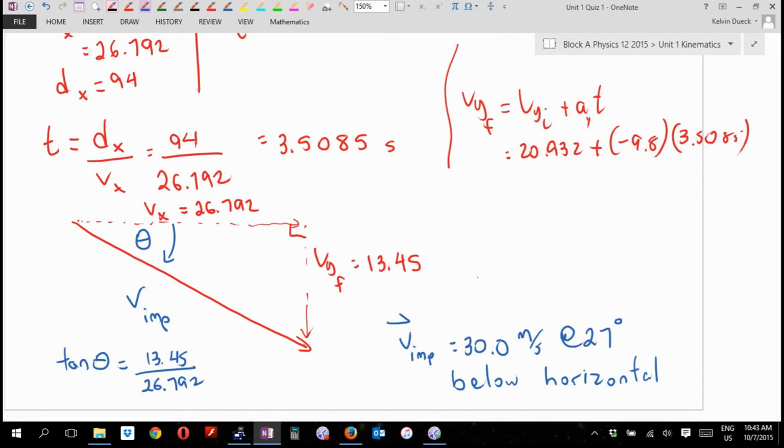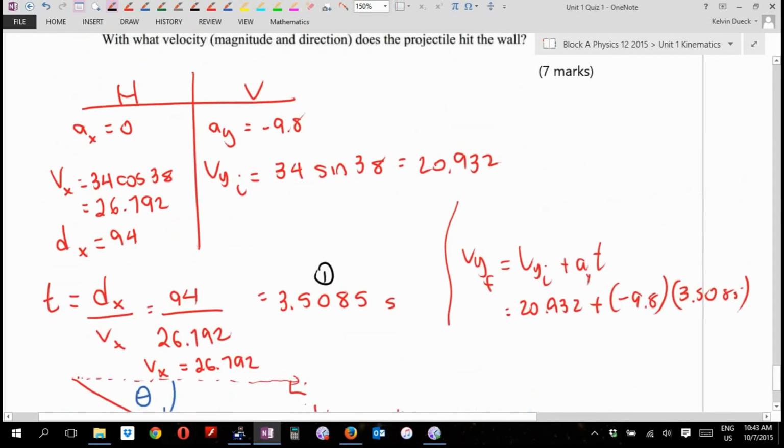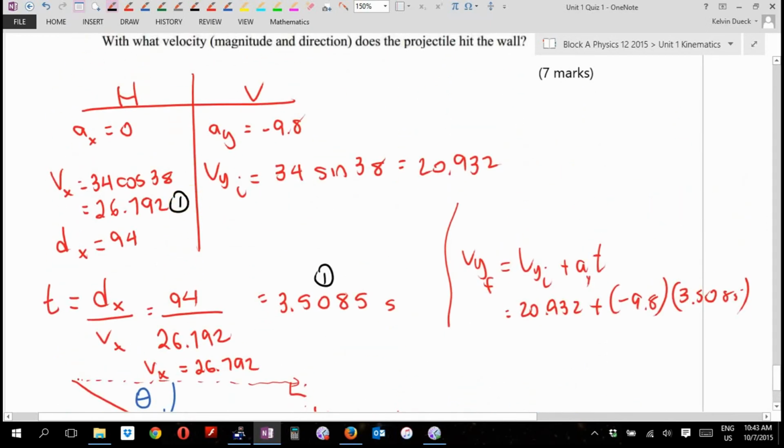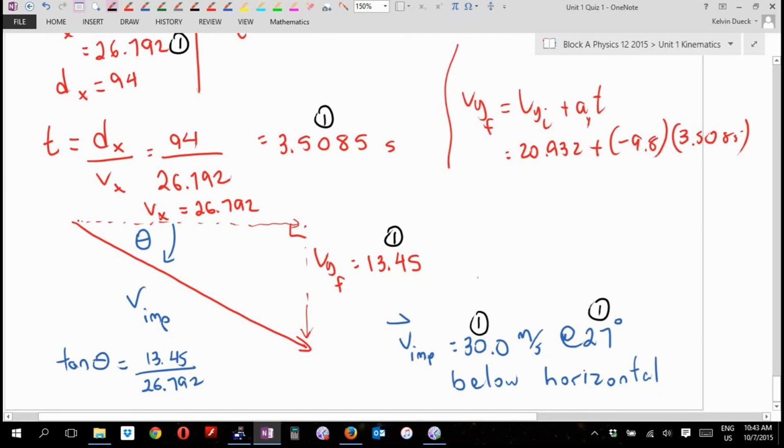Otherwise, I would go something like this. Well, for 7 marks, 1 mark for that, 1 mark for that. I would definitely give you 1 mark for finding time. That's up to 3. I would give you 1 mark for Vx. That's 4. 1 mark for Vy. That's 5. I would give you 1 mark for Vy final. That's 6. And I'd probably give you 1 mark for drawing the vector triangle. There's 7 marks.